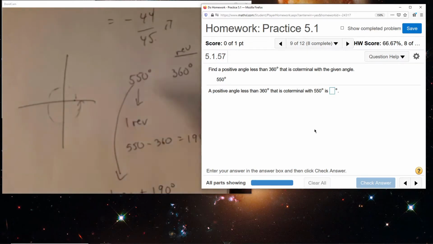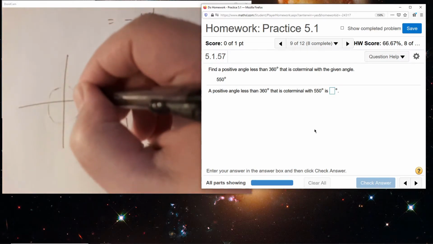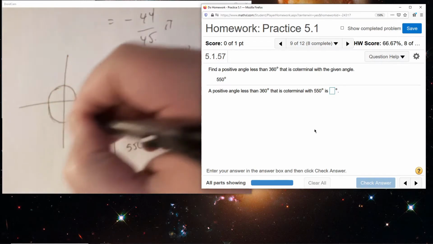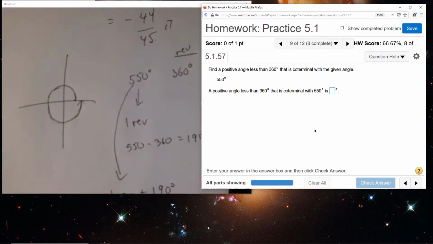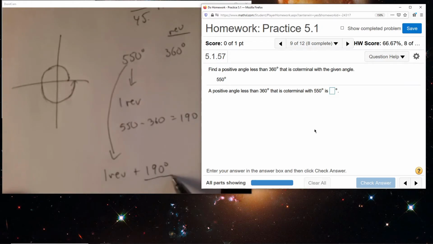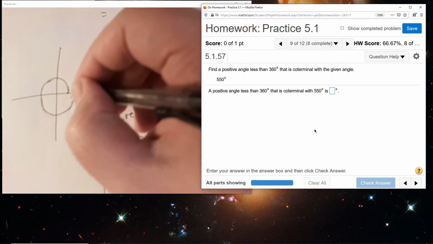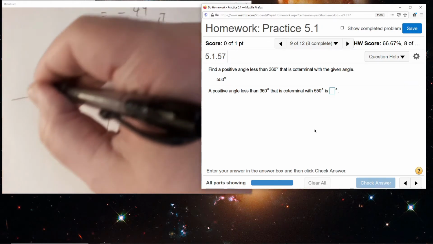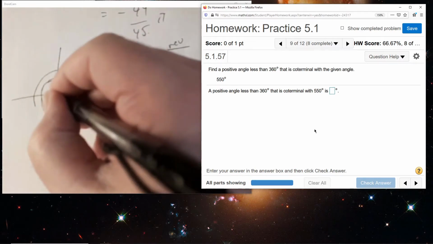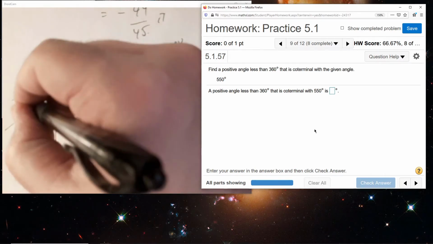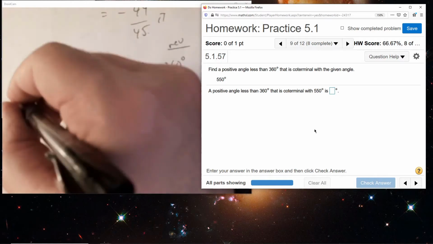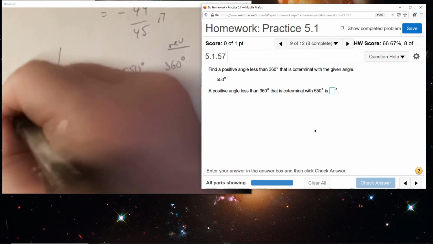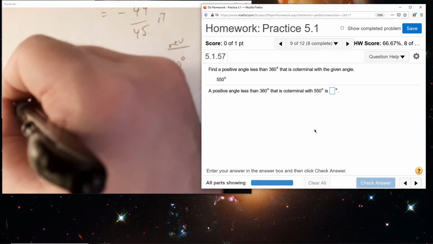So if we look at our graph here, we go 1 revolution and then another 190 degrees. And so that's going to be right past 180. So right here's our terminal. And this angle here would be 10 degrees from 180.